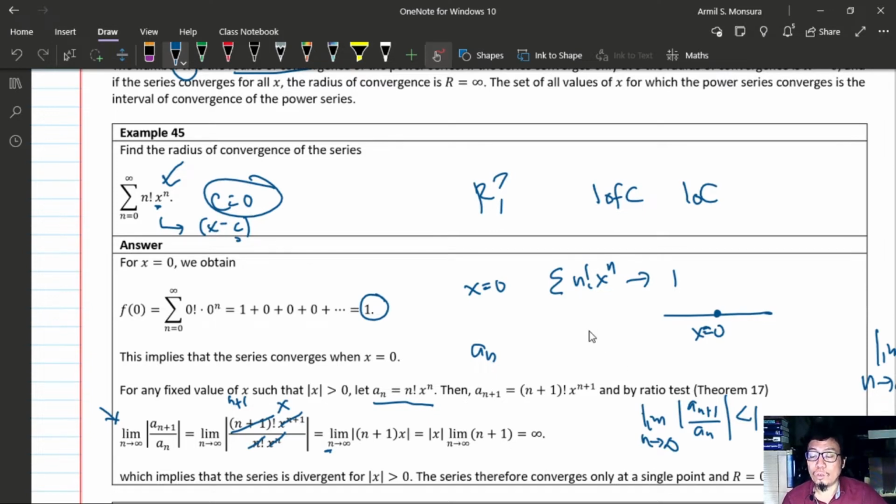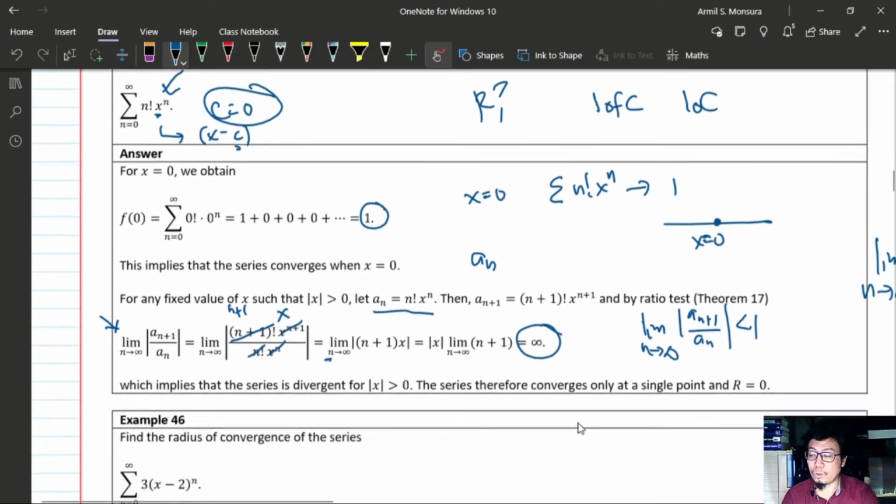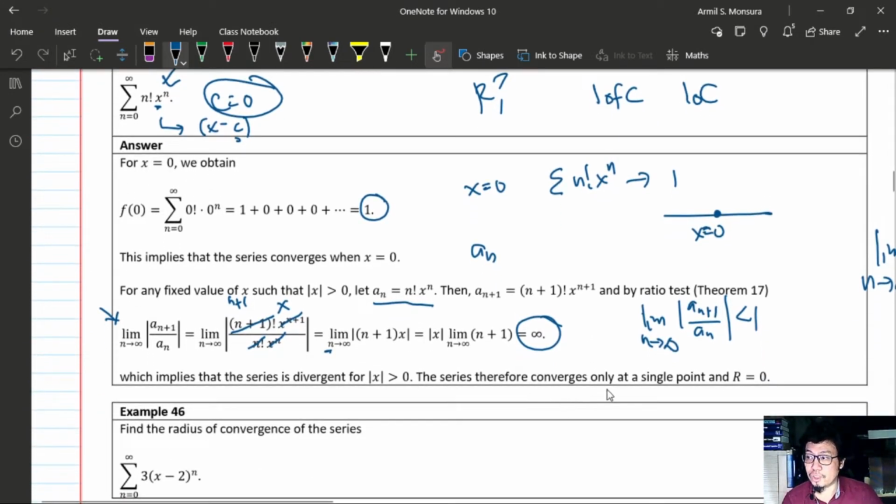Where it would converge, since the ratio test returns that this ratio is an infinite number, or the limit of this ratio is an infinite number. So that means that, again, the series would not converge anywhere except at x equals 0. So our conclusion is that the series converges only at a single point, and that your radius of convergence is 0. This is the conclusion that we will be able to get from there.